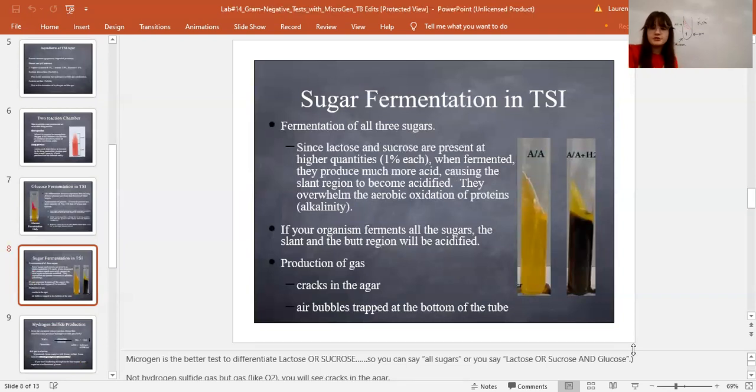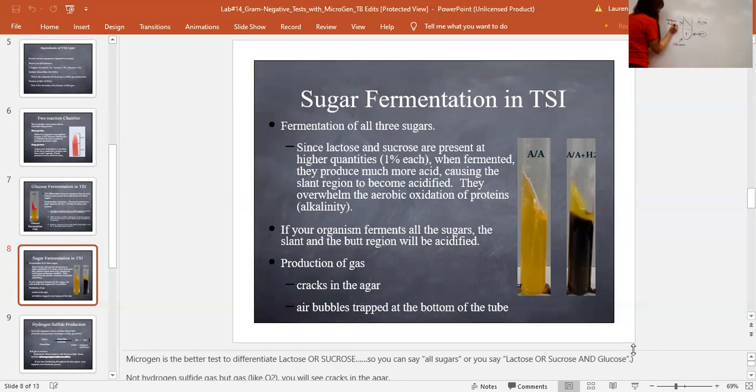So fermentation of all three sugars would mean that we can find the other two sugars in the slant, right? So if this was all yellow, then all of a sudden there would be an entire pH change. This pH change would hold true with the entire slant. So then we would write this as AA, right? The slant is acidic and the butt is acidic. So in this, I'm just going to draw this to differentiate the butt and the slant. So this houses the lactose and the sucrose.